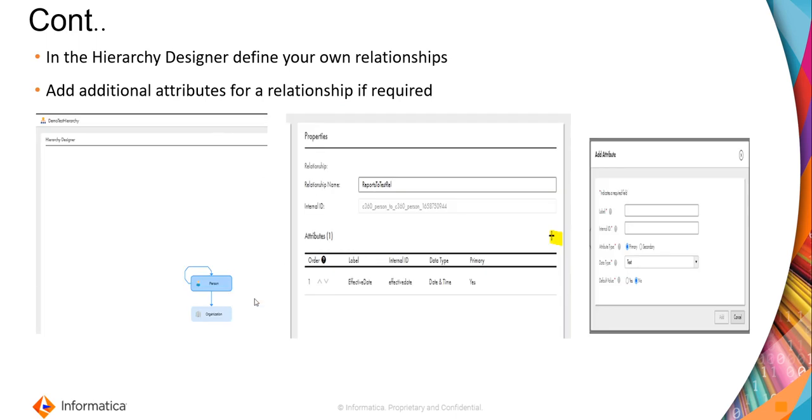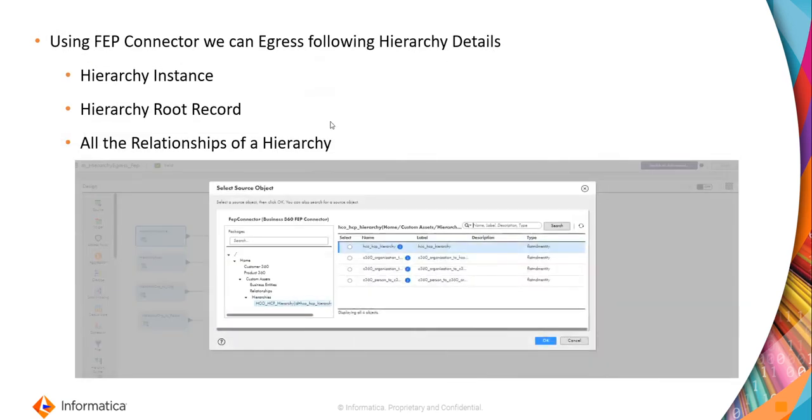In the hierarchy designer of the B360 console, we can define hierarchies and their relationships. We can also add additional attributes for a relationship if required. Using a FEP connector, we can egress the hierarchy details. It consists of the hierarchy instance, hierarchy root record, and all the relationships of a hierarchy can be egressed. So these are the assets that would be available for a FEP connector to egress the hierarchy data.